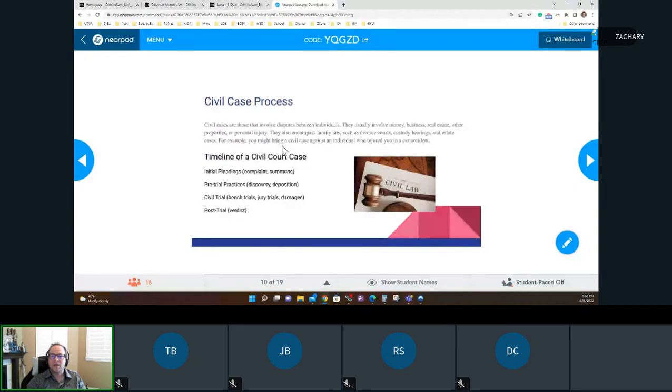For example, you might bring a civil case against an individual who injured you in a car accident. So that would be on the civil side. This is kind of how it works. The timeline of court cases: you have the initial pleadings, which is called the complaint and the summons. You have pretrial practices, which is discovery and the deposition. Civil trial, we have bench trial, jury trials, and damages, and then you have the post trial, which is the verdict.